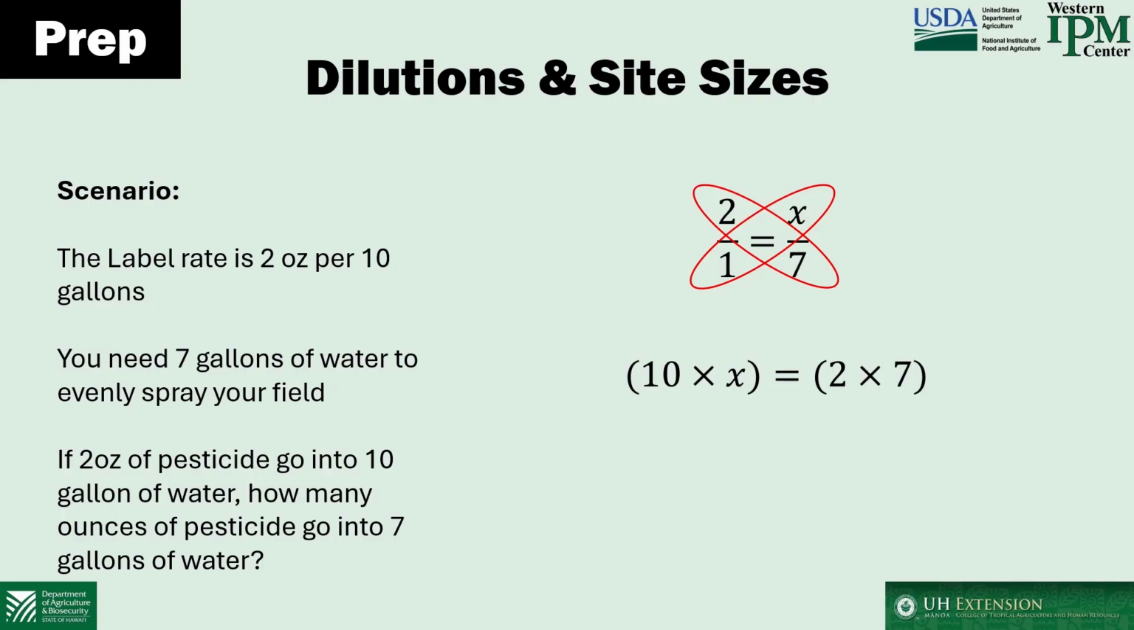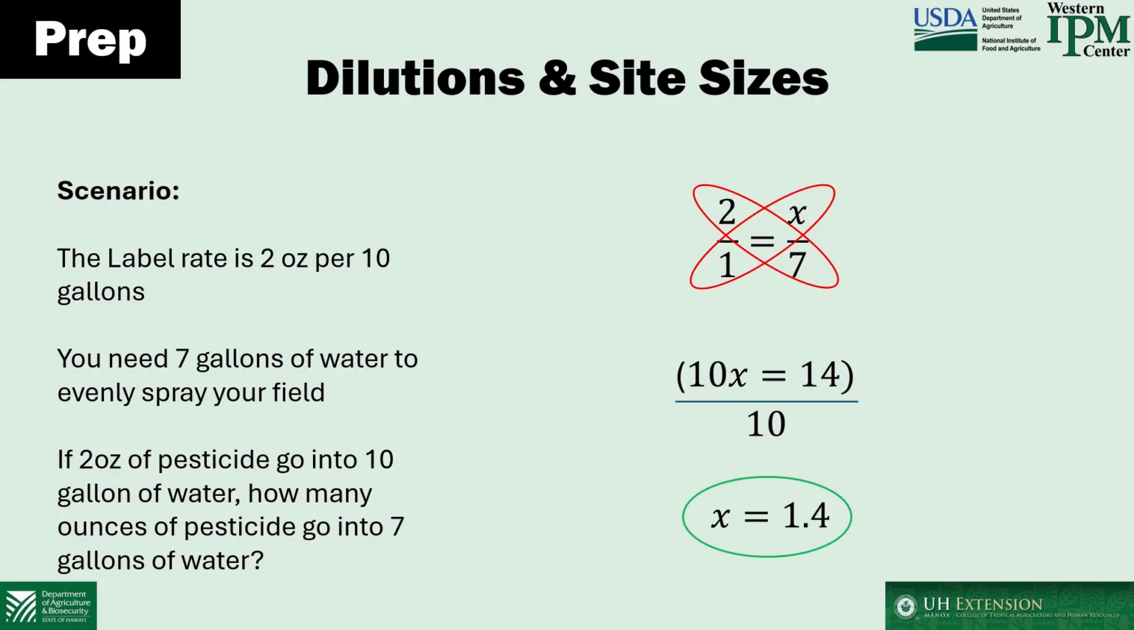But anyways, we're gonna get 10 times x, because we're cross multiplying, right? And then 2 times 7. So we're gonna get 10x equals 14, right? And then to get rid of the 10, we divide by 10. So it's gonna be 14 divided by 10. 1.4. 1.4 ounces.